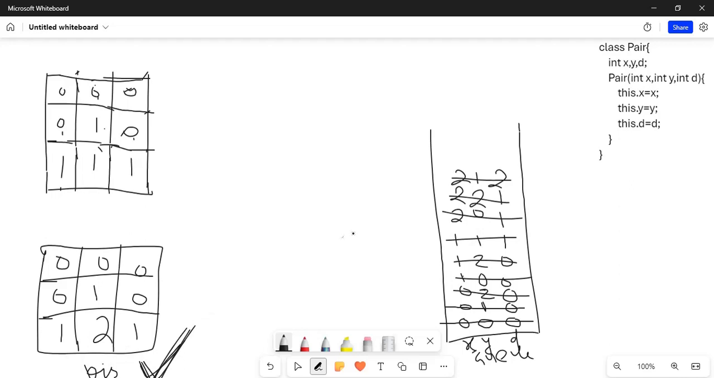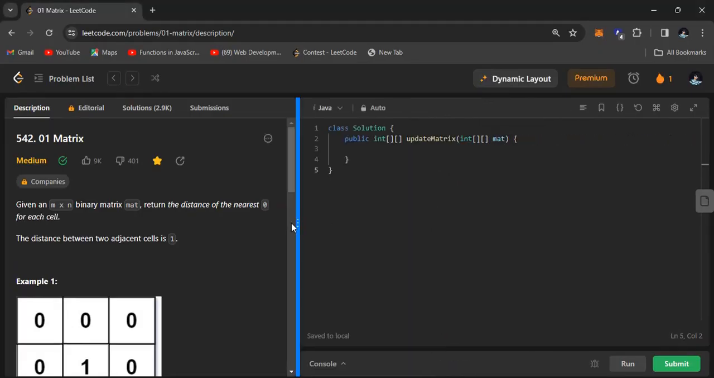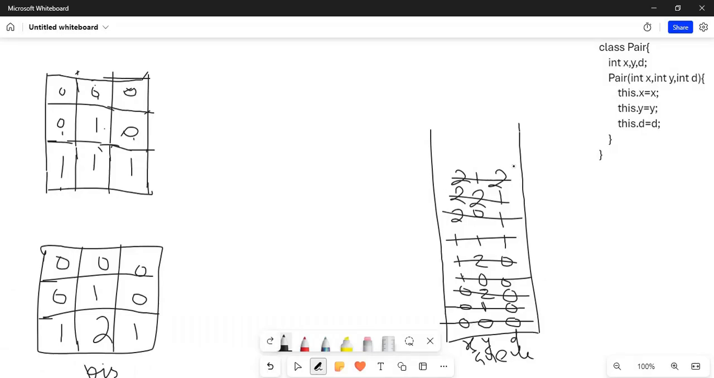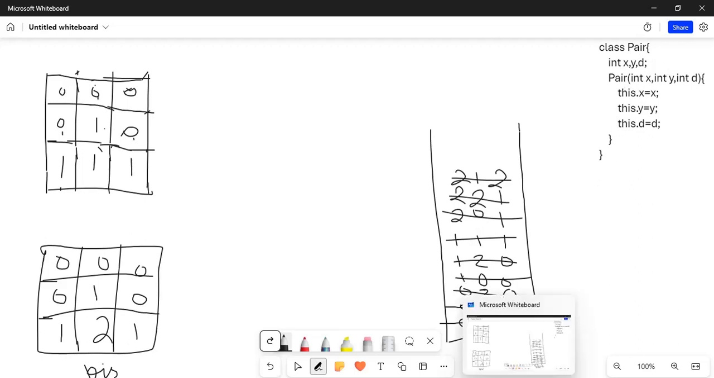Now let's implement this code, the same approach to solve a coding question. Initially this is the BFS approach. So first make a visited array of the same dimension as the grid, and one queue, and one pair class. One pair class will be used to solve this problem.